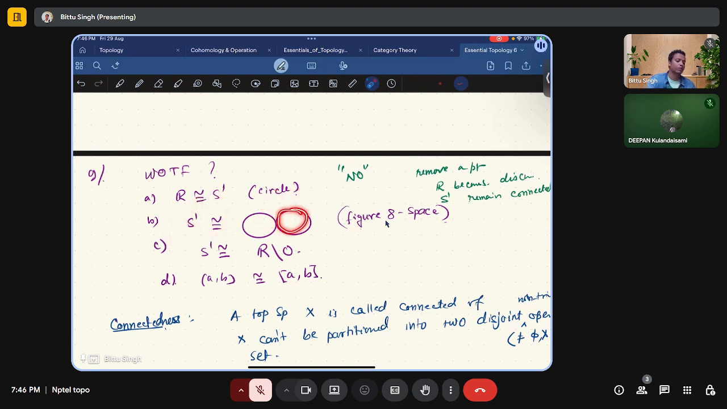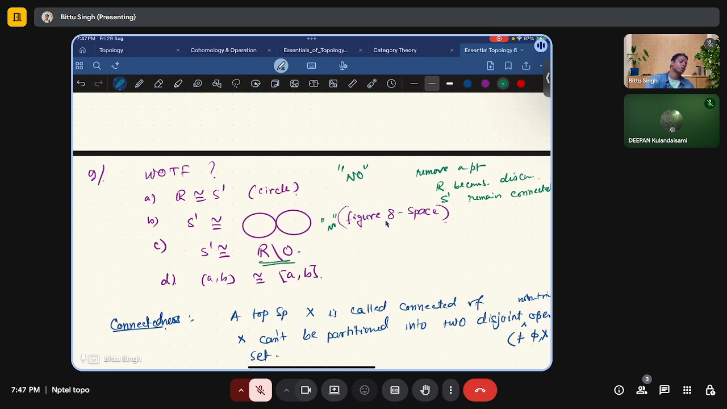But this cannot be possible because if we remove a point, these two circles become disconnected, right? Because those two circles are connected at this point. So if we remove this point, those two become two different arcs, which is disconnected. But for this circle, if we remove a point, it remains connected. There is only one portion. But if we remove the central point, there are two portions, which is disconnected. So by the same reason, here the answer is no.